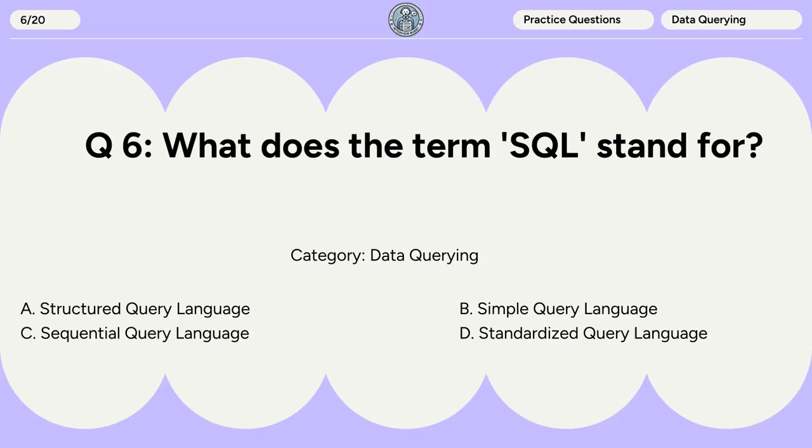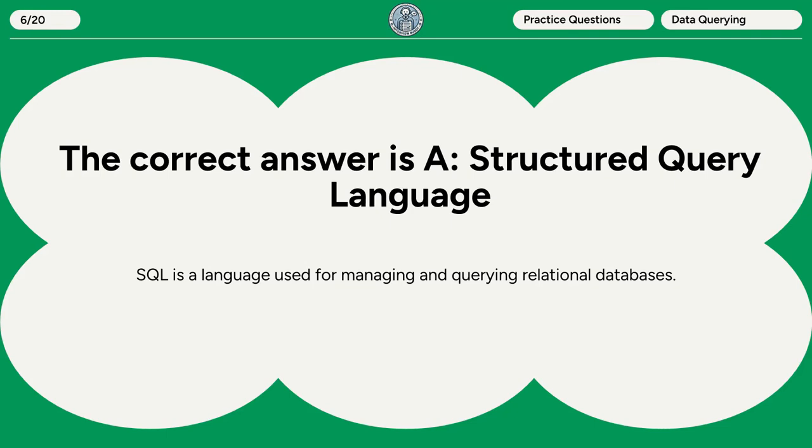Question 6. What does the term SQL stand for? A. Structured query language. B. Simple query language. C. Sequential query language. D. Standardized query language. The correct answer is A. Structured query language. SQL is a language used for managing and querying relational databases.